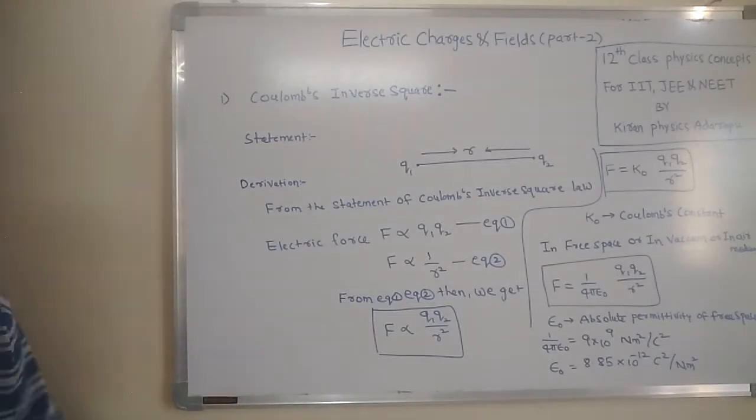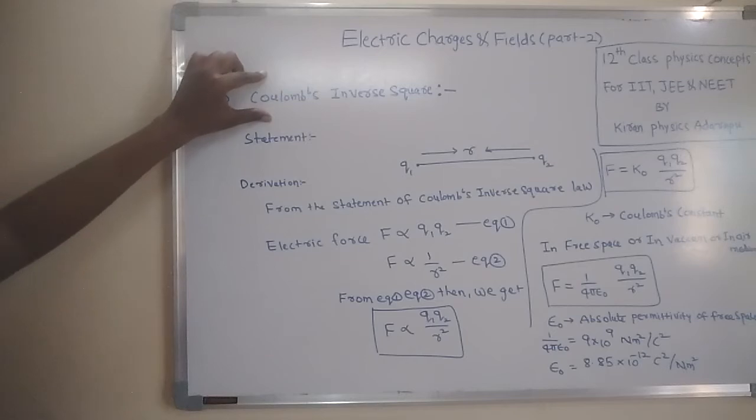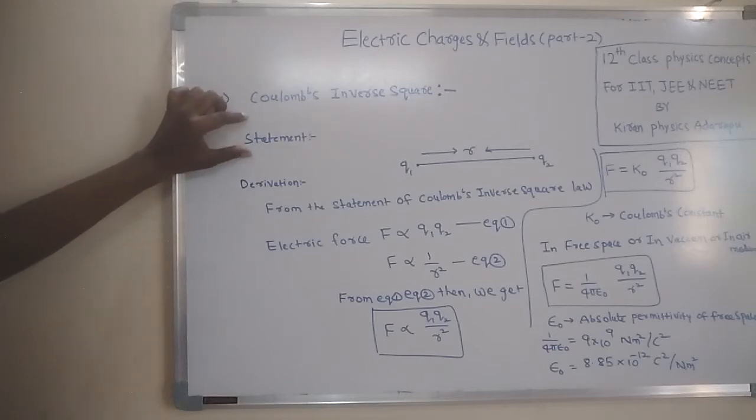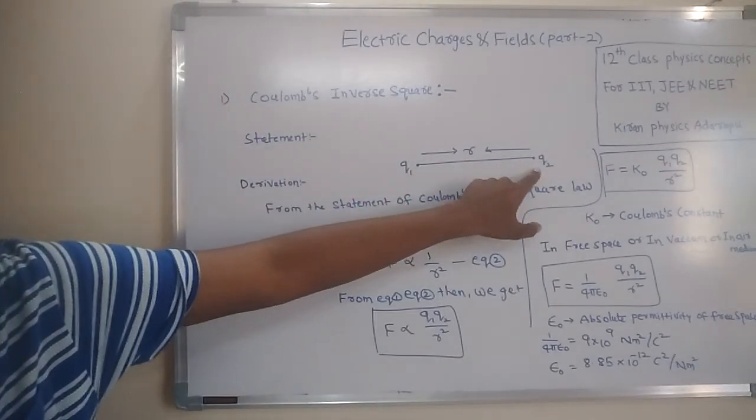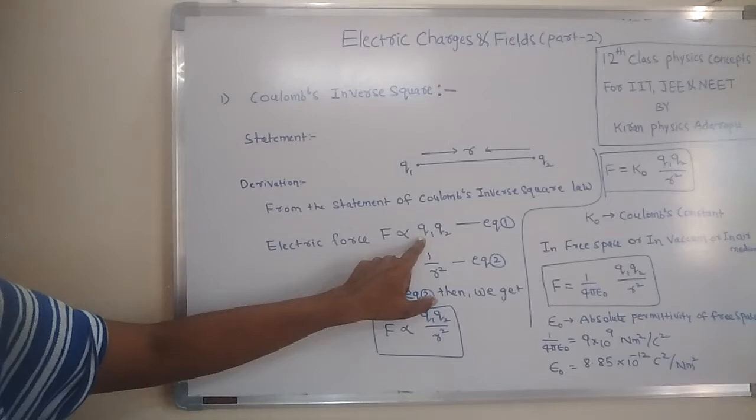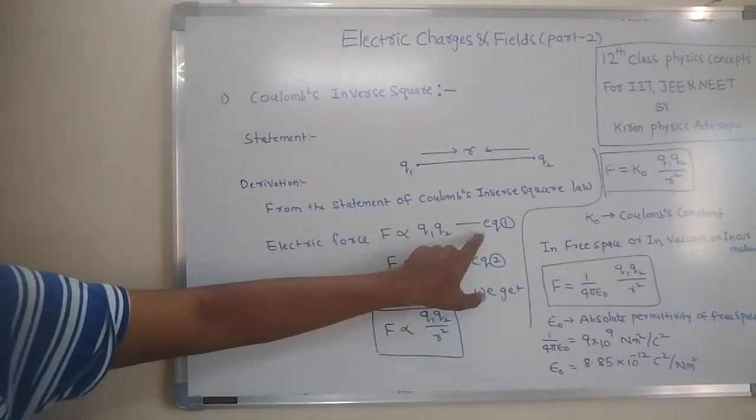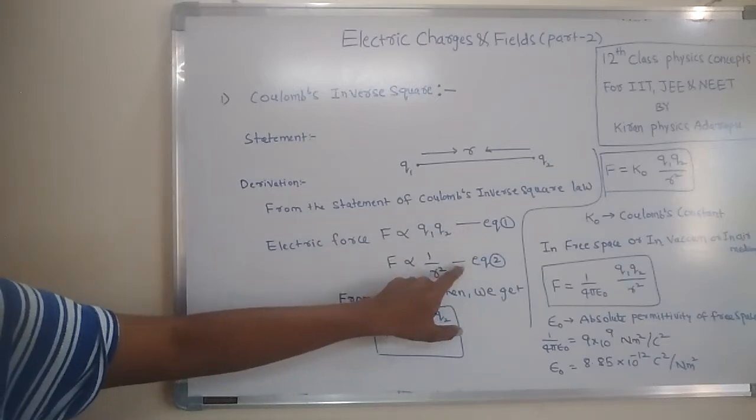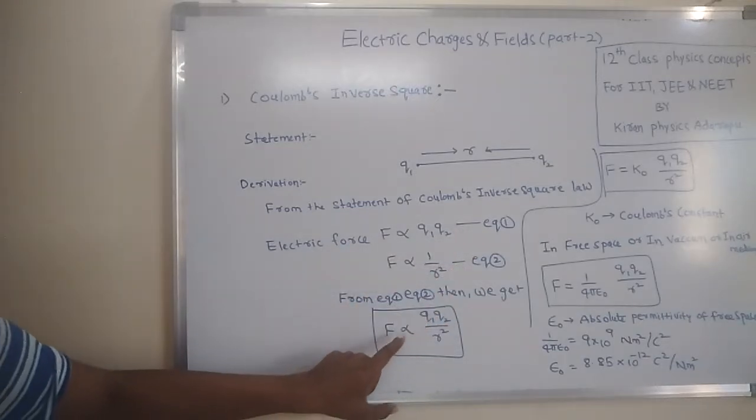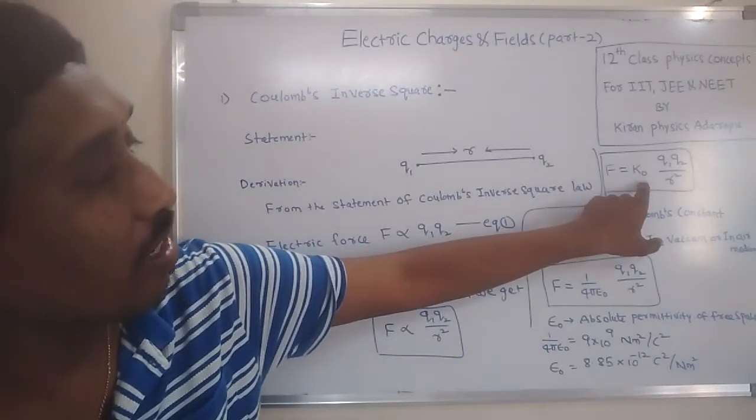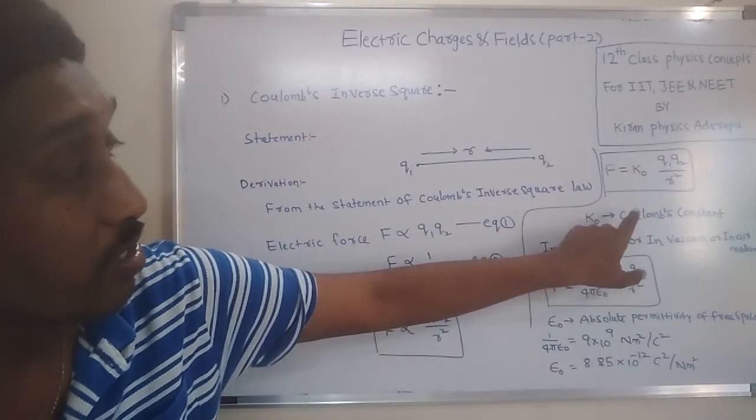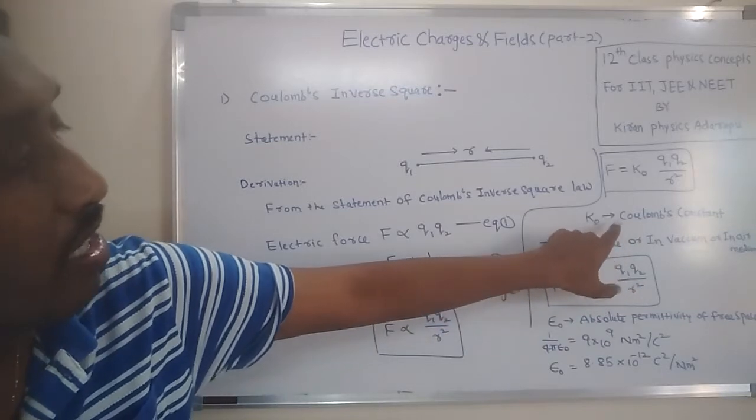So we will discuss the electric force equation in any other medium. Now listen once again. Coulomb's inverse square law statement: the force of attraction or repulsion between any two stationary charges is directly proportional to the product of magnitudes of the two charges and inversely proportional to the square of the distance. From the statement you get two equations, and from these you get this equation. When you remove the proportionality, you introduce one constant, that is k naught. This k naught is called Coulomb's constant, and it depends upon the nature of the medium.